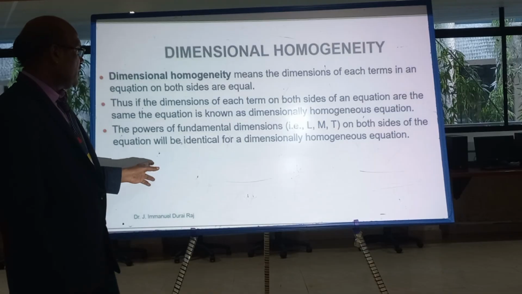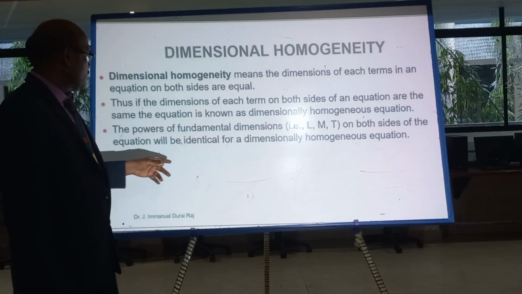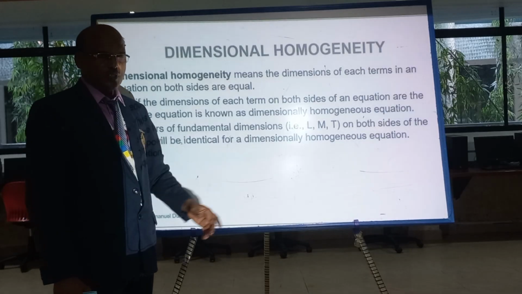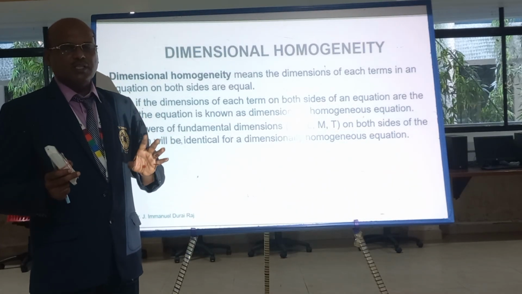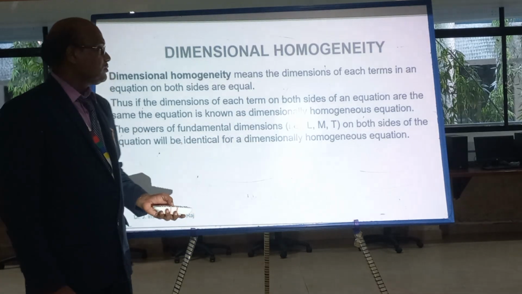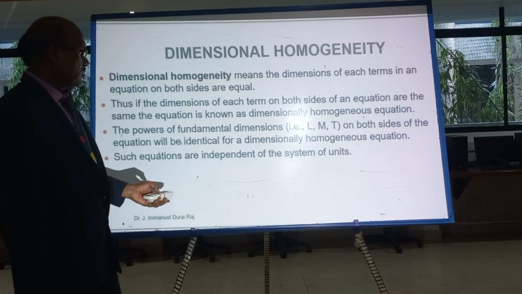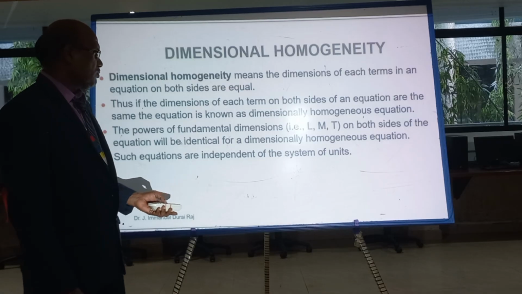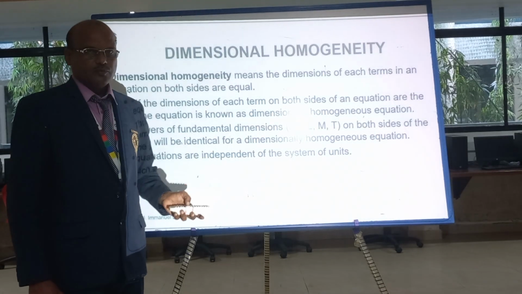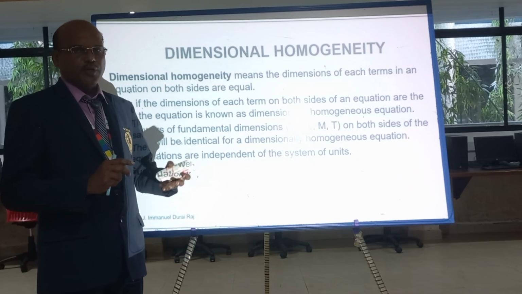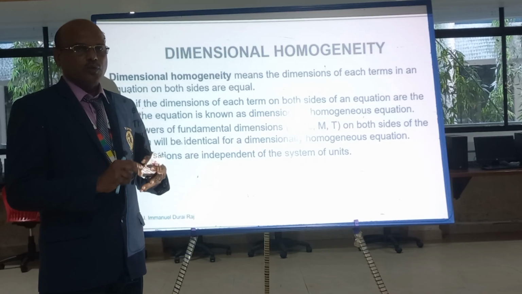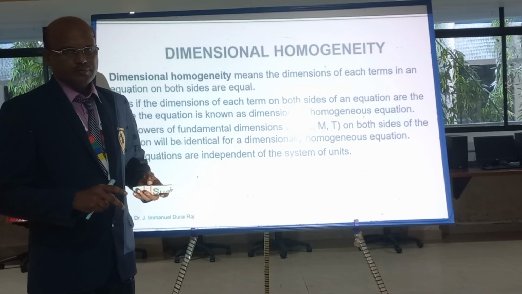The powers of the fundamental dimensions MLT on both sides of the equation will be identical for a dimensionally homogeneous equation. If the powers on both sides are equal, it is called a dimensionally homogeneous equation. Such equations are independent of the system of units. That is dimensional homogeneity. Any equation, if you find a new one, should finally be dimensionally homogeneous.